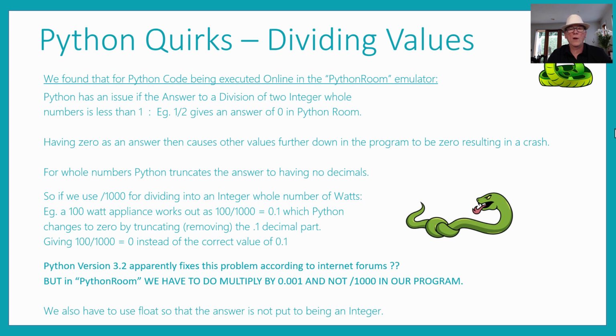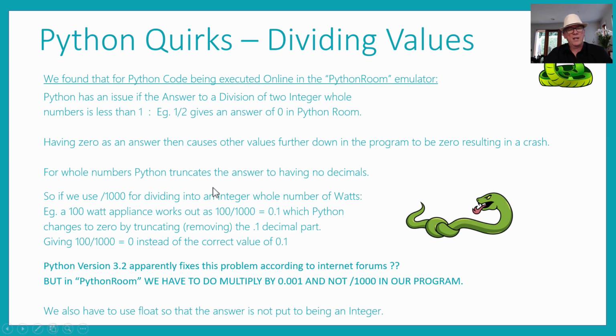So 1/2 actually gives an answer of 0 in Python, and you might be thinking, wow, that's pretty crazy, because we all know 1/2 equals 0.5 as a decimal. And then when you've got that 0 answer later on, that'll cause problems, especially if you're trying to divide by that value, because if something divides by 0, it just crashes out in computer programs.